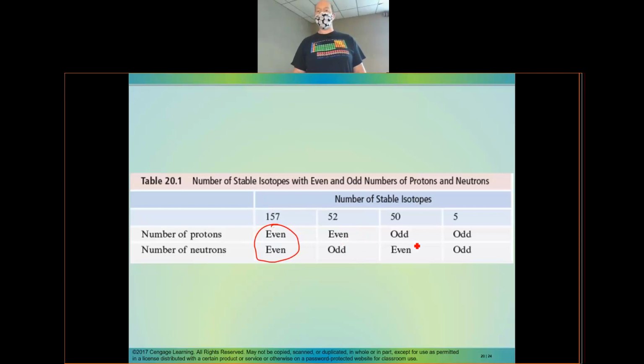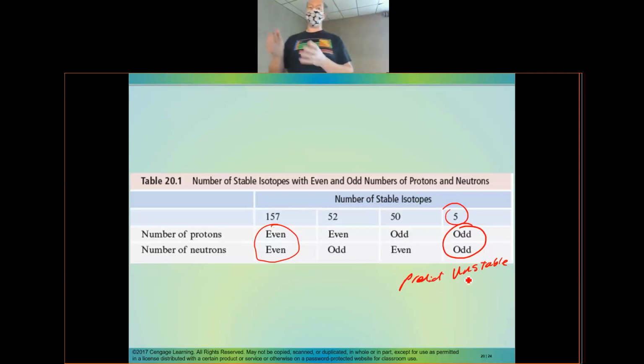If you have one even and one odd, 52 are stable this way, 50 that way, so it may or may not be stable. If they are both odd, you would predict that to be unstable. That is just a prediction. Of course, they're not all unstable; there are 5 that are stable. So you would predict anything that has two odd numbers to be unstable. It is very rare to be stable.